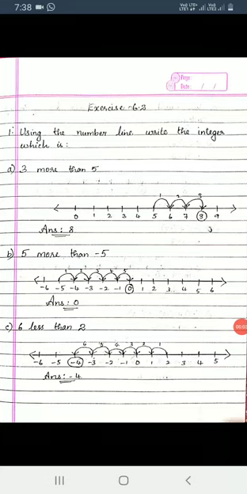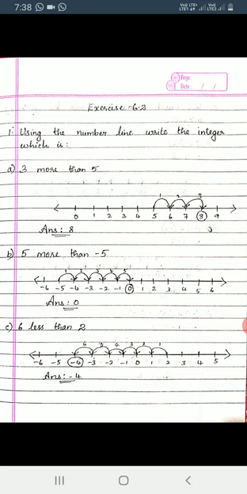Children, now we will move to exercise 6.2. The question is, using the number line, write the integers. The first one is 3 more than 5. The question is given, we need to represent them on the number line. Look at the first one. Here, first, 3 more than 5.